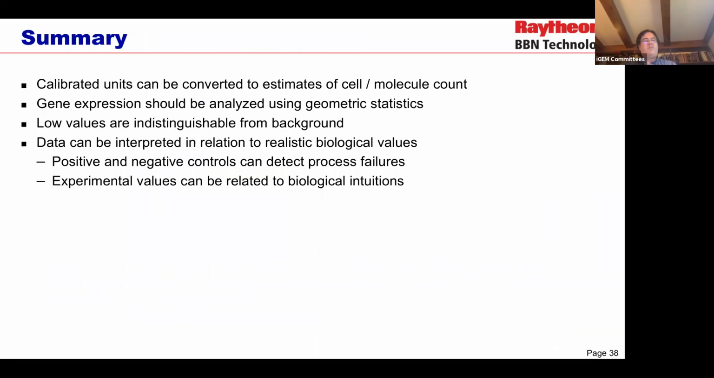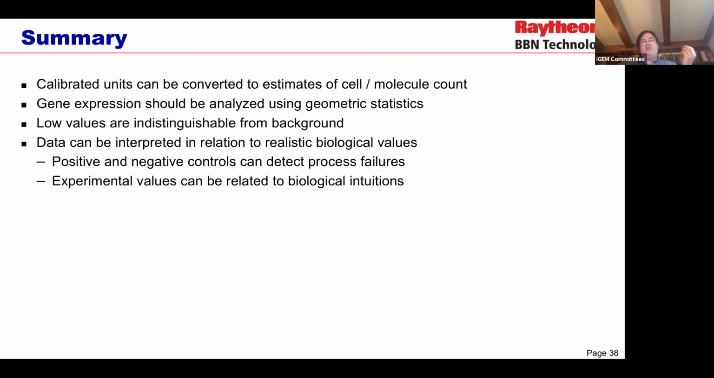So to summarize, once we've got calibrated units, we're in a good position to convert them to estimates of cell and molecule count. We want to be able to analyze this in terms of geometric statistics because that's what happens with genes. Our low values may be indistinguishable from the background, and we should just accept and report that rather than trying to do something funky with the fact that things may get close to or below 0.